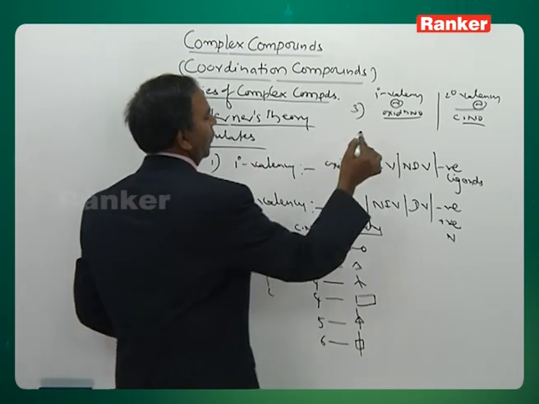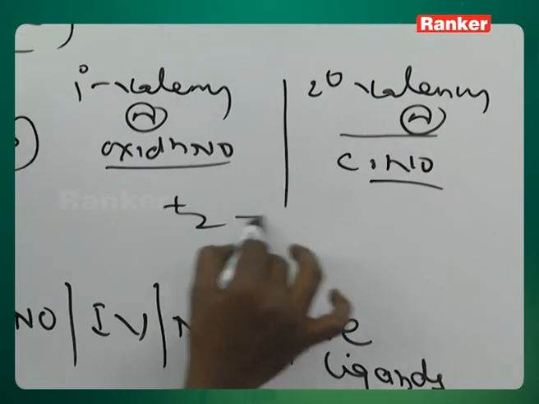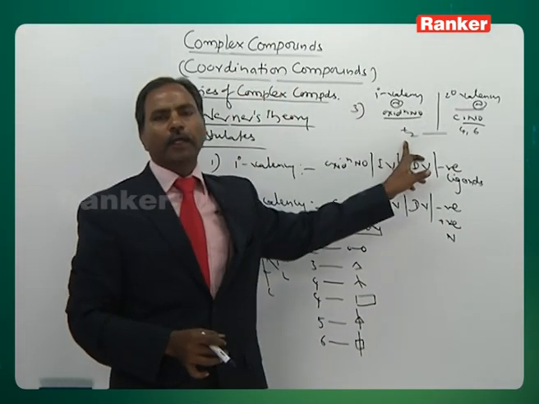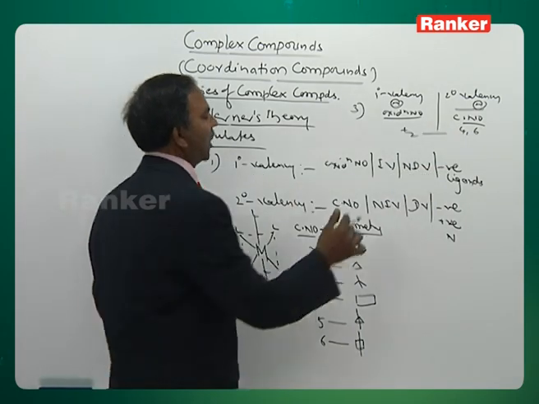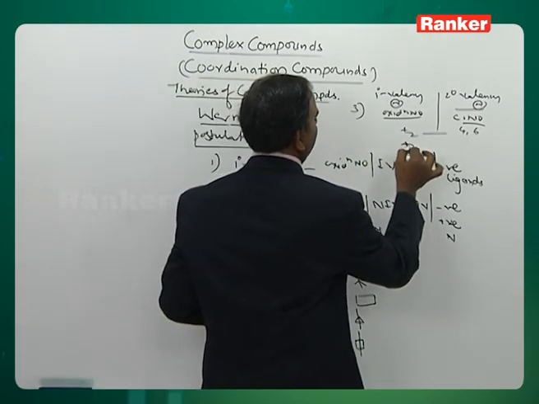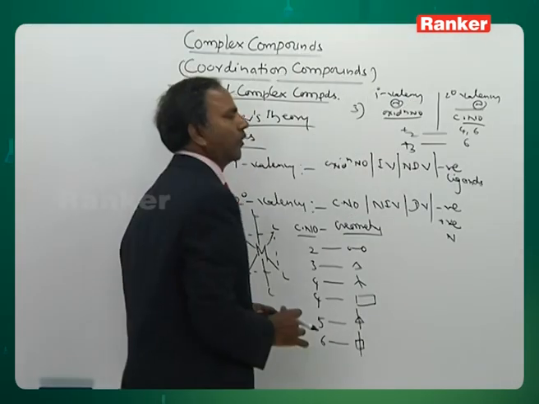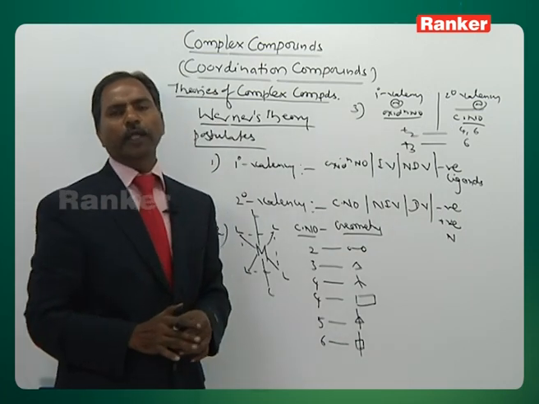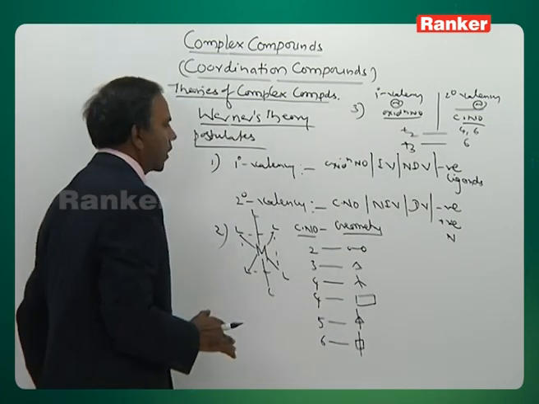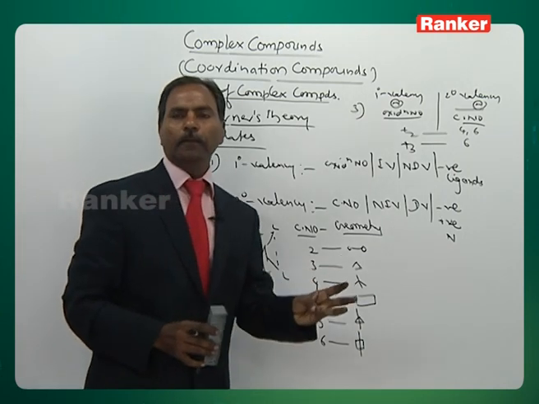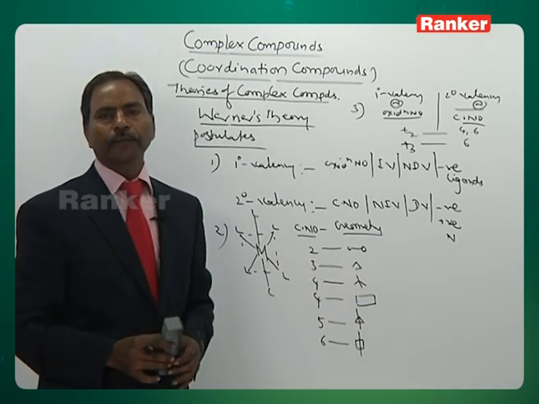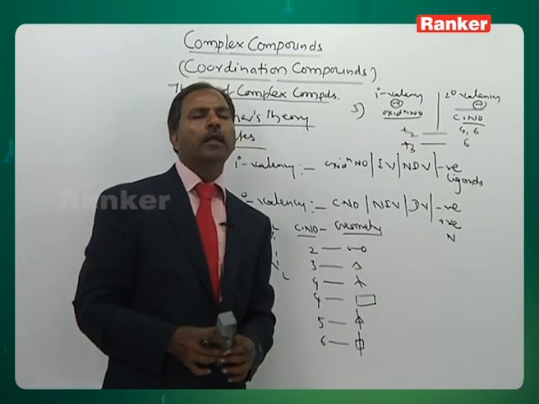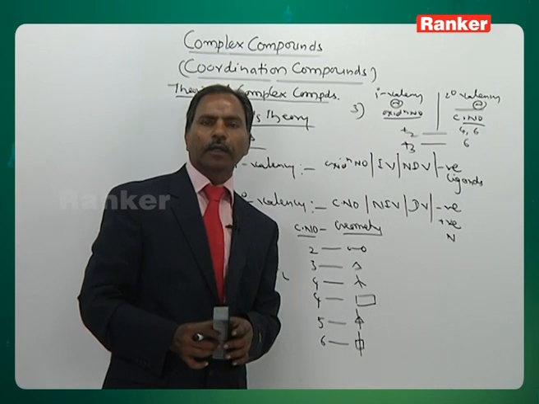Suppose a metal ion has oxidation number +2, its coordination number may be 4 or 6. If the primary valency is 3, then it exhibits a secondary valency of 6. But not all metal ions exhibit the +3 oxidation state. Nickel, palladium and platinum generally exhibit the +2 and +4 oxidation numbers, but generally not +3.